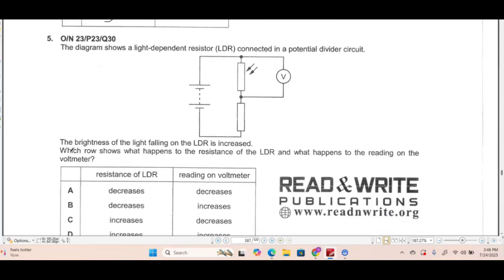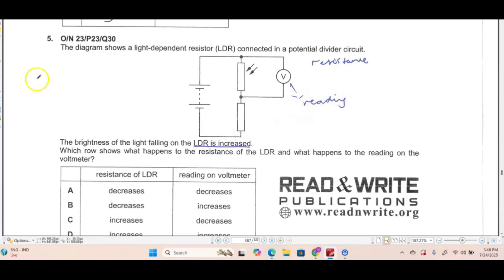Okay, moving on to question number 5. The diagram shows a light dependent resistor LDR connected in a potential divider circuit. Okay, the brightness of the light falling on the LDR is increased. Which row shows what happens to the resistance of the LDR? So we've got to see what is happening to the resistance of the LDR, and what happens to the reading on this voltmeter. We have to look at the reading as well.